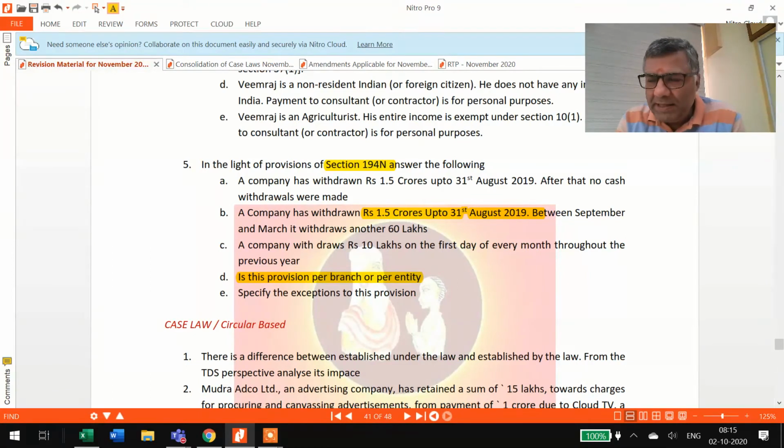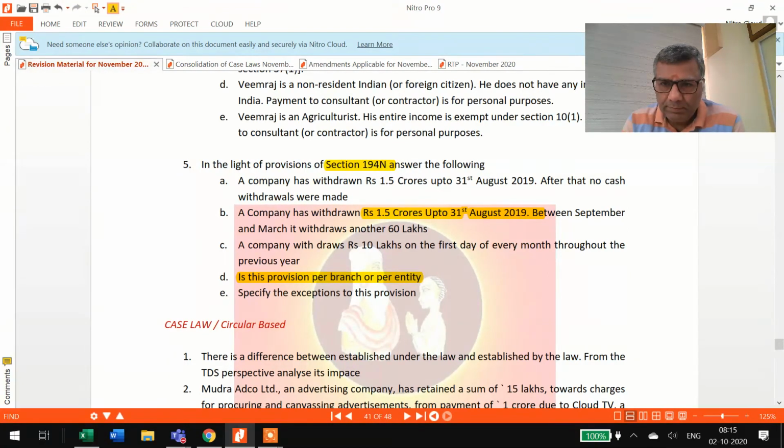You want me to repeat the exceptions? Yes, sir. Withdrawal by government, by banking companies including cooperative banks, post office, white label ATM operators, authorized dealers or money changers.